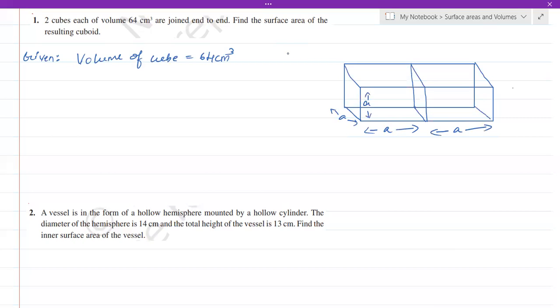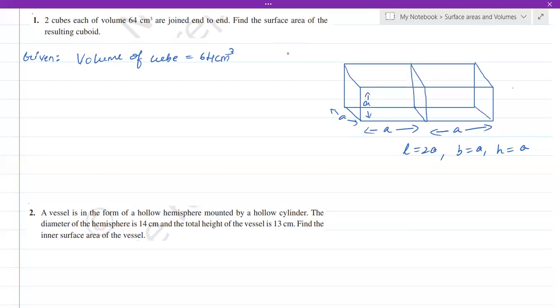Okay, now in the resulting cuboid, if you observe, the length has become 2a, and the breadth is a itself, and the height is also a itself, isn't it? In the resulting cuboid, the length is 2a, the breadth is a itself, and the height is a itself. Now what is a? a is the edge length of the cube. So let's find that first.